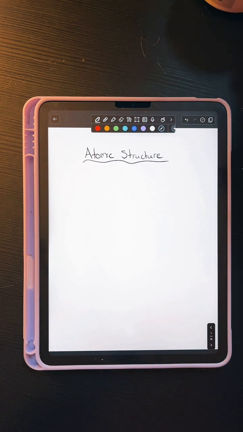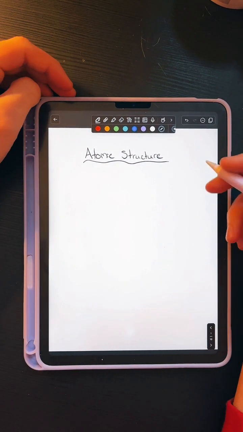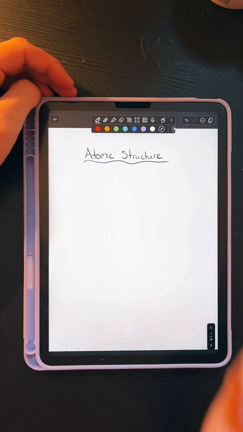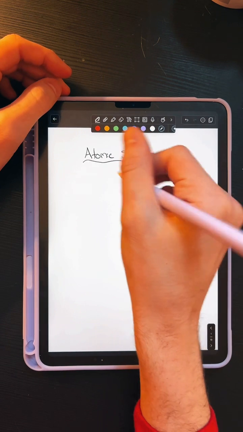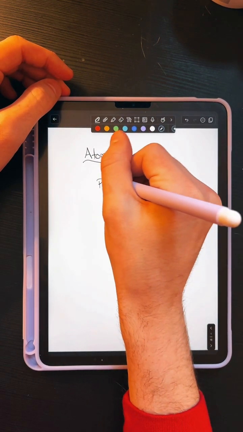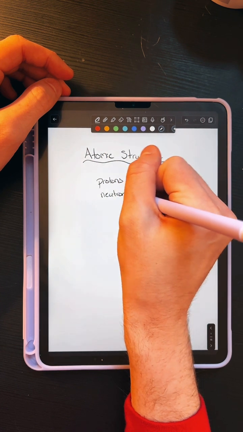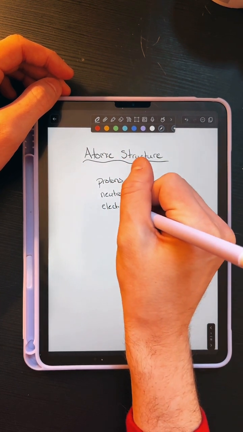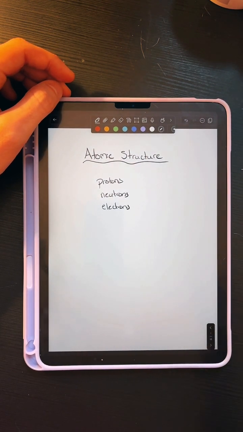But let's go ahead and start talking about atomic structure. I'm just going to move over. So when we're talking about atomic structure, we have what's known as the atom. And inside of an atom, we have protons, we have neutrons, and we have electrons. Those are the three things that we have in our atom.